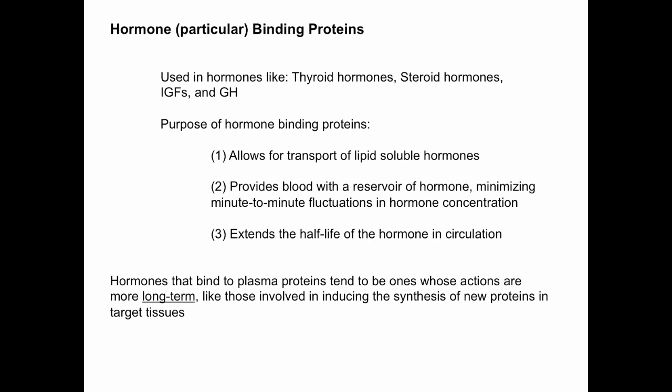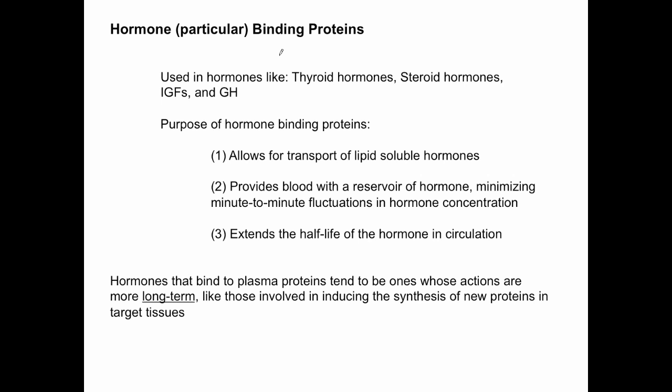Now, lipid-soluble hormones. So we talked about lipid-soluble hormones. In order to travel in the bloodstream, they have to be bound to plasma proteins. Many hormones bind to plasma proteins. All lipid-soluble hormones must be bound to plasma proteins in order to travel in the bloodstream. Okay? All lipid-soluble hormones.